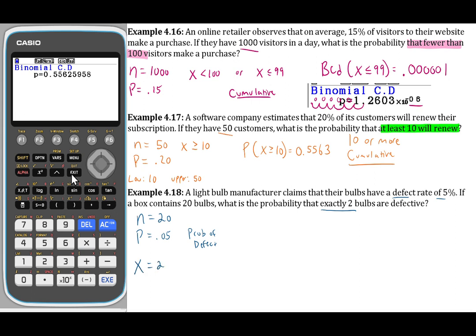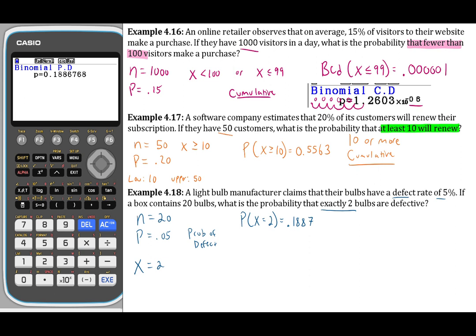So we can press exit, exit. From the stats window, we can press F5 for distributions, pull up the binomial with F5 again, and we're looking for the exact value, so we're going to use BPD for F1. X value of 2. The number of trials is 20. The probability of success is 0.05. It's kind of strange to say that a success would be finding a defective light bulb. But either way, we'll get that the probability that X is 2 is 0.1887. Again, rounding to 4 place values.